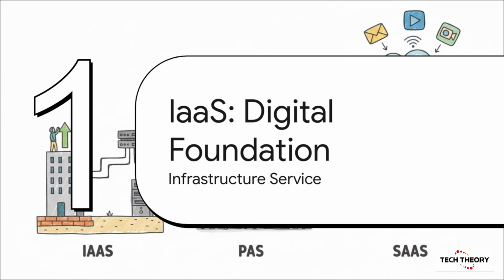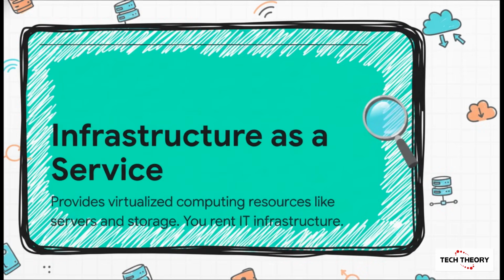Okay, let's start at the bottom of that ladder with IaaS. That stands for Infrastructure as a Service. This is quite literally the digital foundation. If you were building a house online, IaaS would be the empty plot of land and all the raw building materials. So what this means is, instead of a company having to buy and maintain its own giant, expensive physical servers and all that networking equipment, they can just rent it all over the internet.